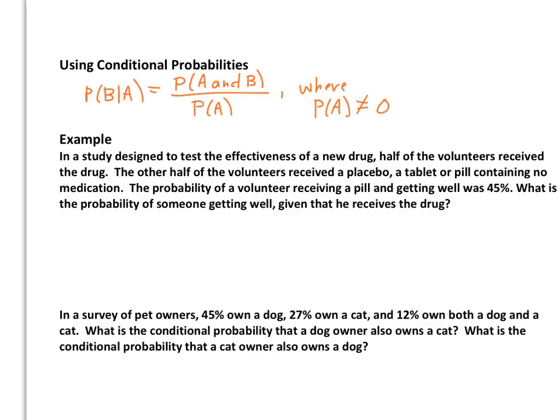All right, let's take a look at an example and see how this works. So our first example here says, in a study designed to test the effectiveness of a new drug, half of the volunteers received the drug. The other half of the volunteers received a placebo, a tablet or pill containing no medication. The probability of a volunteer receiving a pill and getting well was 45%. What is the probability of someone getting well given that he receives the drug?